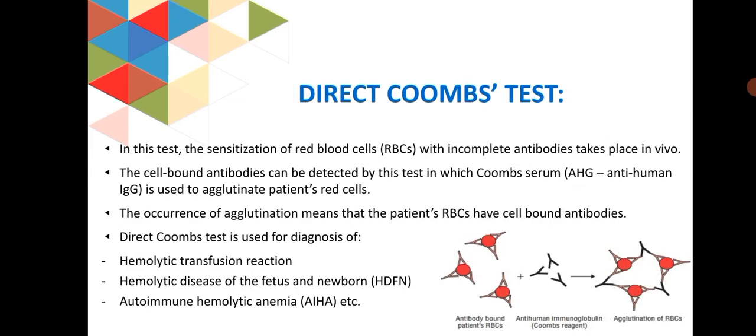Direct Coombs test. In this test, the sensitization of RBCs with incomplete antibodies takes place in vivo. The cell-bound antibodies can be detected by this test, in which Coombs serum is used to agglutinate the patient's red cells. The occurrence of agglutination means that the patient's RBCs have cell-bound antibodies.